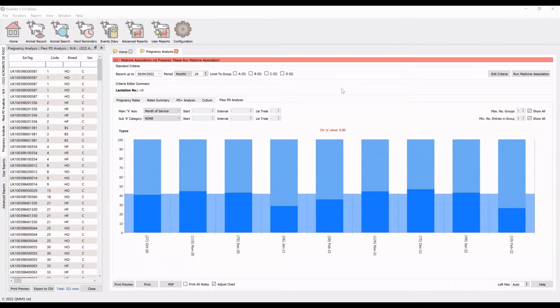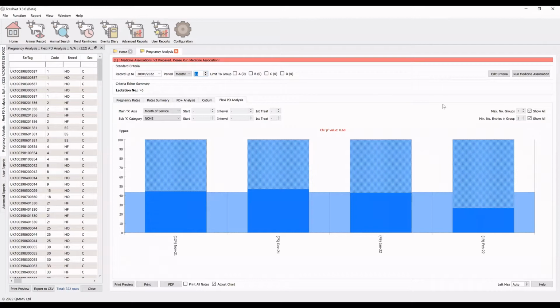If you want to limit the analysis just to the most recent breeding season, then you can change the period in the standard criteria pane. So if we limit that to 12 months, here we can see the conception rate by month over the most recent breeding season. And even though we have evidence that the conception rate numerically is lower in February 2022, it actually isn't still significant by chi-squared analysis.